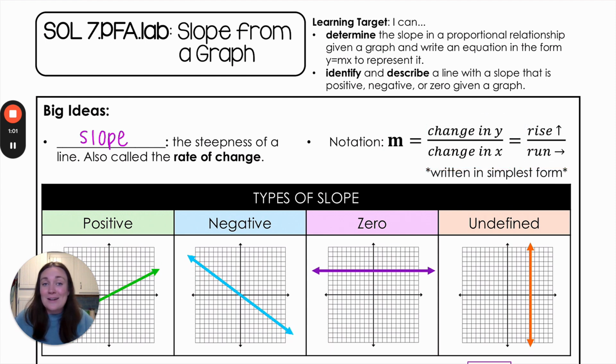It's always going to be written as a fraction to start off with, and we always want to make sure that that fraction is in simplest form. It's okay if it's improper and has a bigger number on top and smaller number on the bottom, but we always want to have the numbers in simplest form whenever we can.